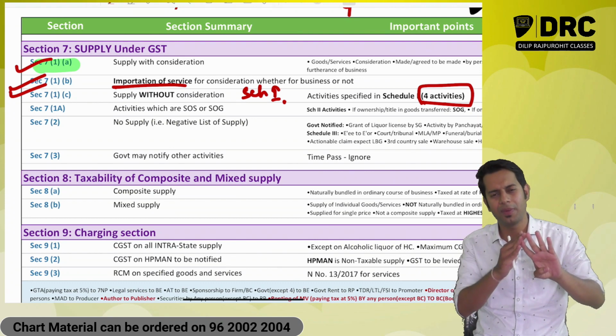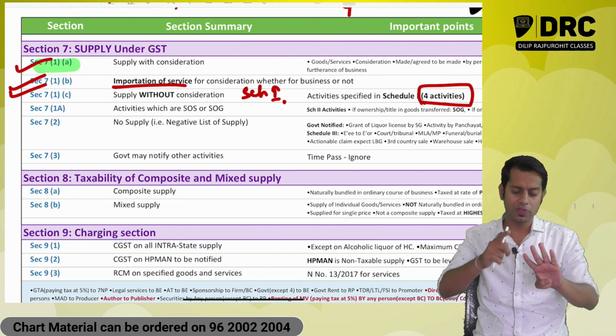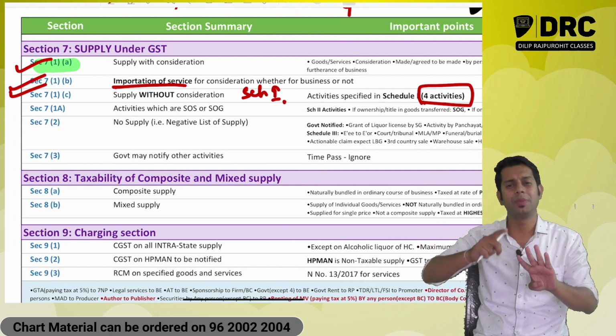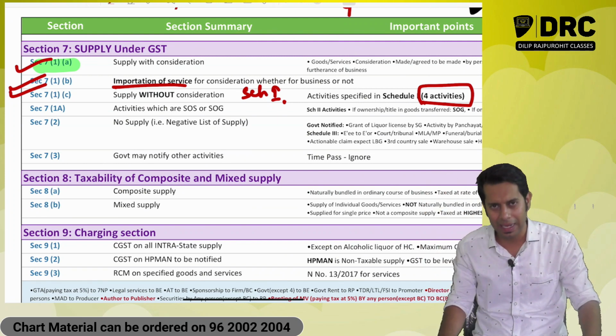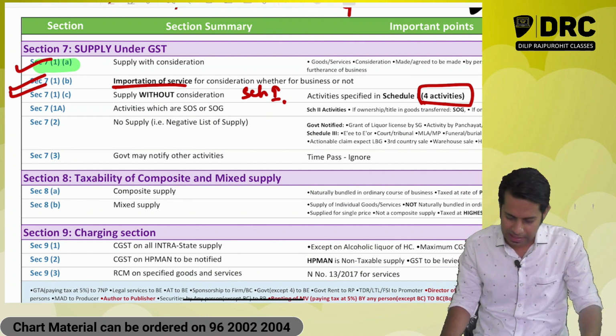4th point, importation of services by a person from his related person or from his another establishment located outside India. If it is made in the course of business without consideration, also it will be treated as supply.